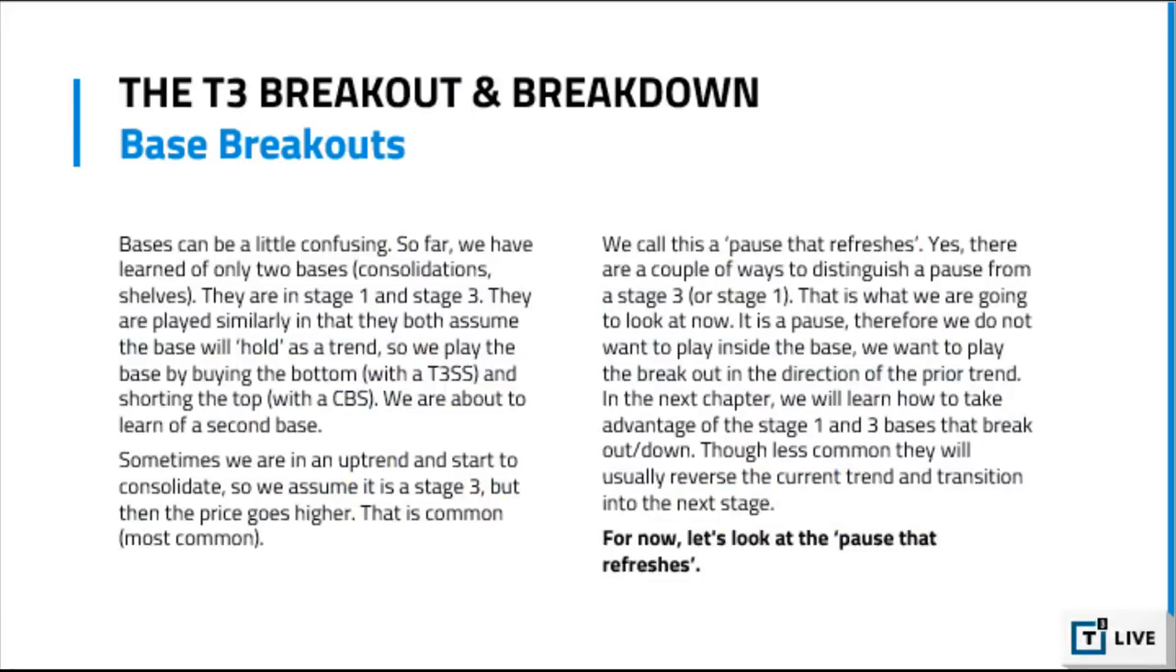Now, the thing about breakouts is, here, let's read. It can be a little confusing because there are two different types of breakouts. Not all breakouts are created equal. I don't know if you knew this or not. So bases can be a little confusing. So far, we have learned of only two bases, consolidations or shelves. And these are stage one and stage three. We already talked about that in the very first few lessons. They are played similarly in that they both assume that the base will hold as a trend. So we play the base by buying the bottom and shorting the top, okay?